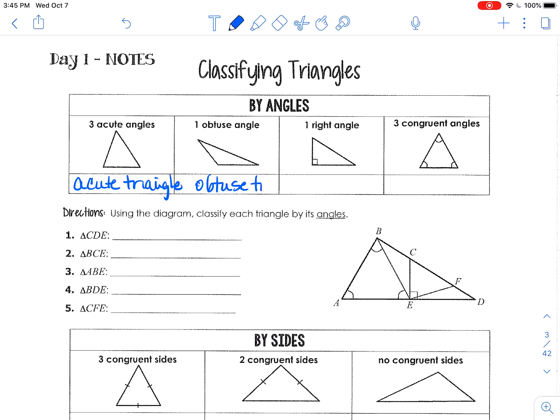When you have a triangle that has an obtuse angle, you're going to have an obtuse triangle. When you have a right angle, of course, that's a right triangle. I'm just abbreviating. And then when you have three congruent angles, when they are equal, it's called an equiangular triangle.